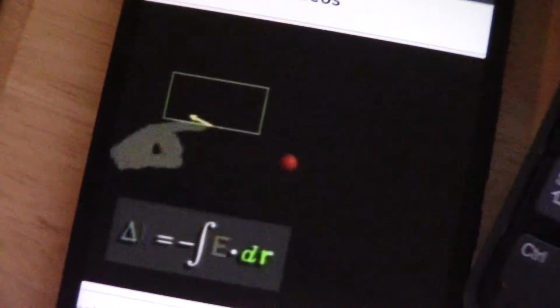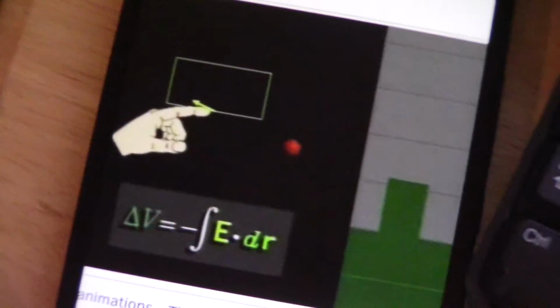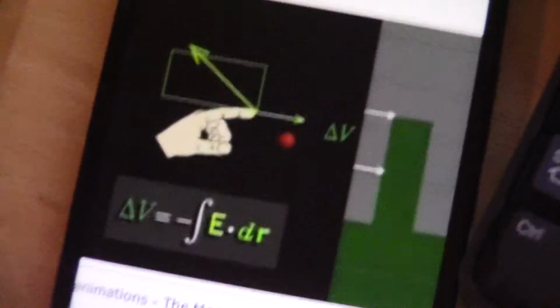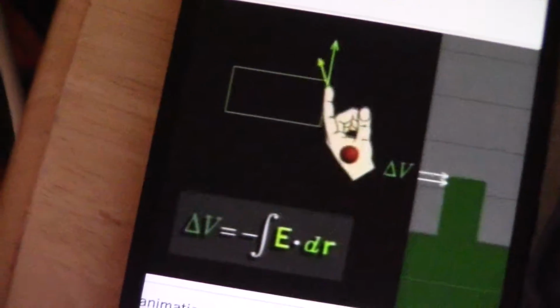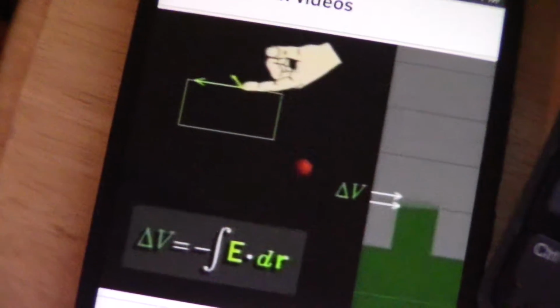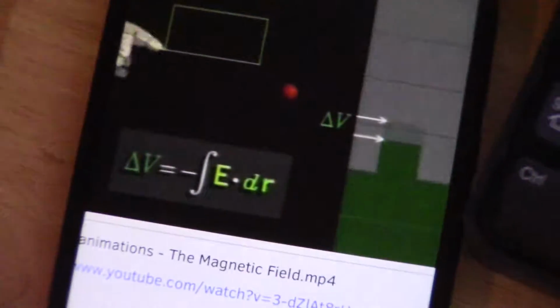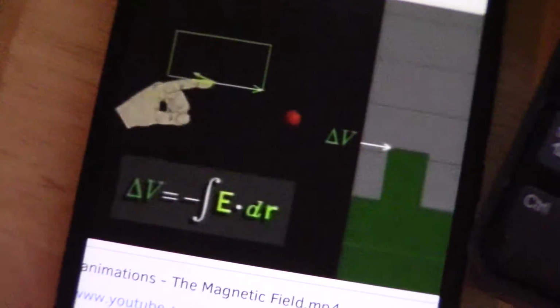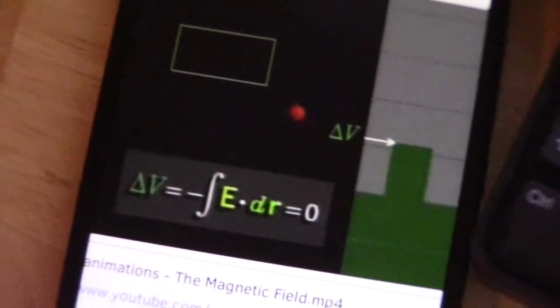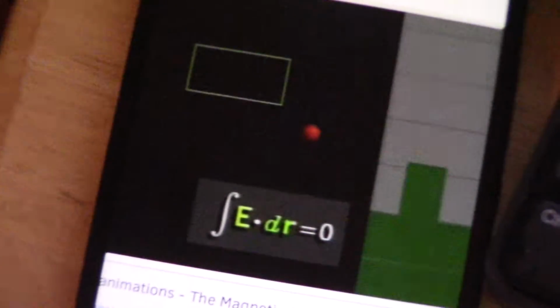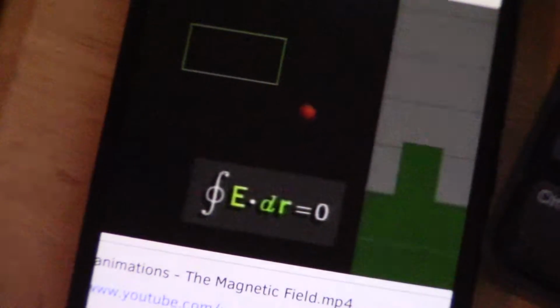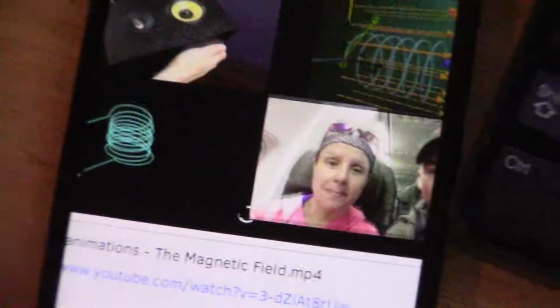Therefore, when starting from any point on any path and returning to the same point, the change in electric potential is always zero. Therefore, the line integral of the electric field around any closed path is always zero. This is a fundamental property of electric fields. For static electric fields.